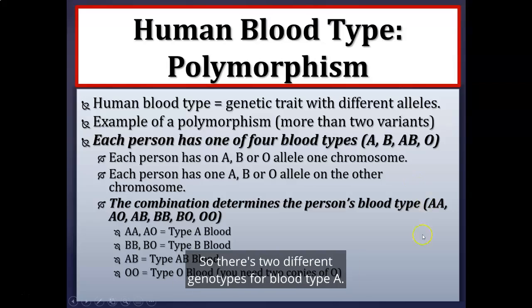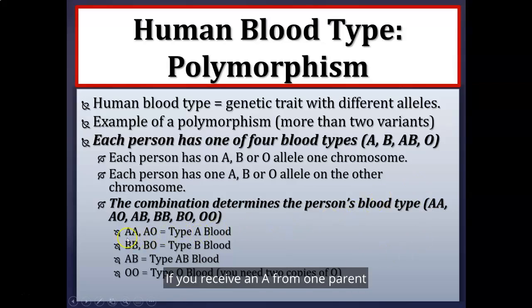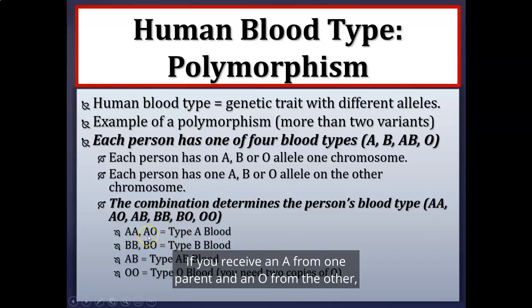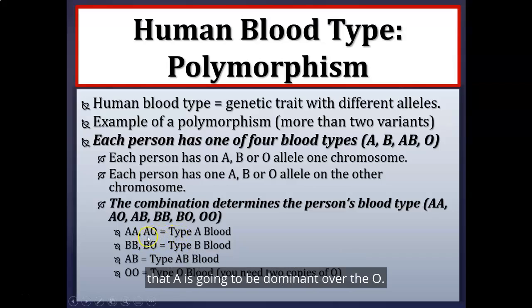There are 2 different genotypes for blood type A. If you receive an A from one parent and an A from the other, then your blood type is blood type A. If you receive an A from one parent and an O from the other, you're still blood type A, because that A is going to be dominant over the O.